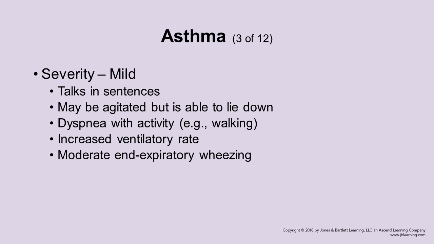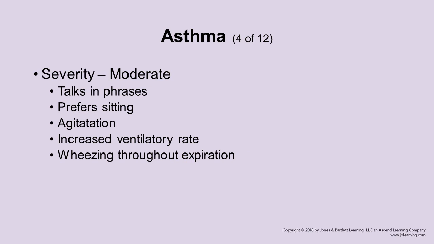In mild asthma, these patients have a relatively preserved ability to talk in full sentences. They may be somewhat agitated, but can lie down without great discomfort. They certainly will have dyspnea with activity, but they may be breathing faster than normal and have some mild or moderate end expiratory wheezing, so at the end of the expiratory phase.